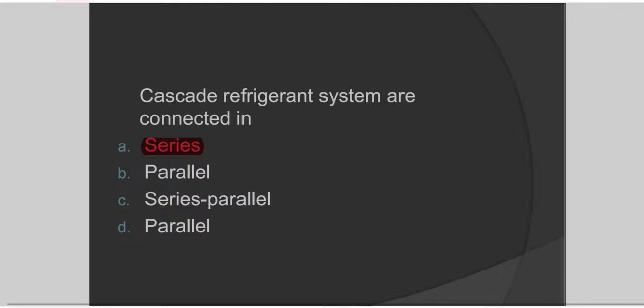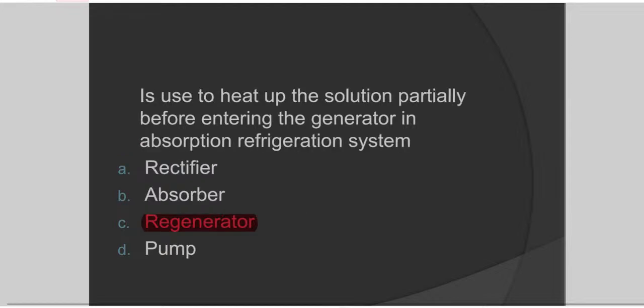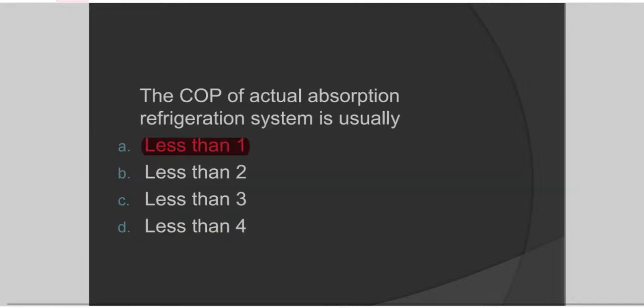Cascade refrigeration systems are connected in: A. Series. B. Parallel. C. Series parallel. D. Parallel series. Is used to heat up the solution partially before entering the generator in an absorption refrigeration system. A. Rectifier. B. Absorber. C. Regenerator. D. Pump. The COP of an actual absorption refrigeration system is usually: A. Less than 1. B. Less than 2. C. Less than 3. D. Less than 4.